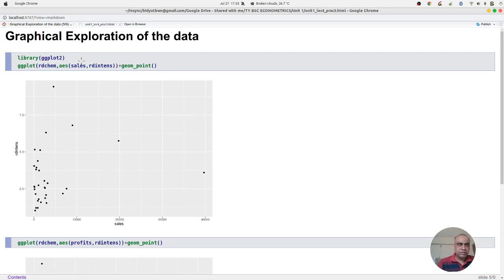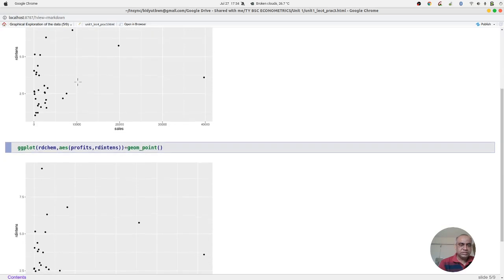We use ggplot, and first we use a scatter plot of RD intens with sales, and you see this is our overall pattern. As sales volume increases, initially RD intens slightly increases, but after some point the RD intens actually reduces, even though sales is very high, at least for this particular point, this one and this one. But overall it is showing a pattern like that. It is increasing, but in this fashion.